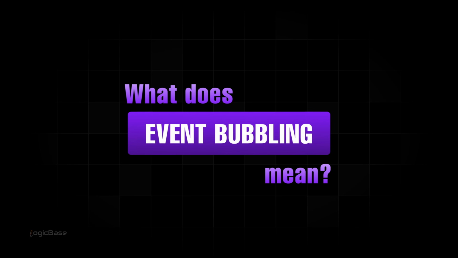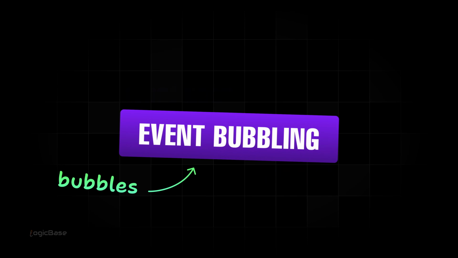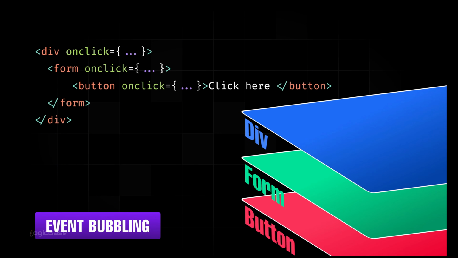What does bubbling mean? The word comes from bubbles. Think about what happens when you blow soap bubbles. They rise from the bottom to the top. In the same way, events move upward. That's why it's called event bubbling, right?